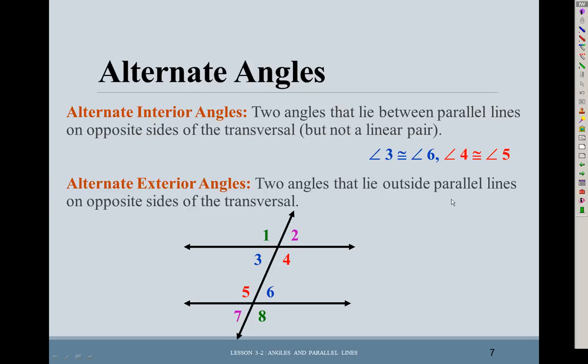What about alternate exterior angles? Outside of the two lines, opposite corners, like 2 and 7 or 1 and 8. And those are also congruent. Angle 1 and angle 8 are both obtuse. They're congruent. Angle 7 and angle 2 are both acute. They're congruent.